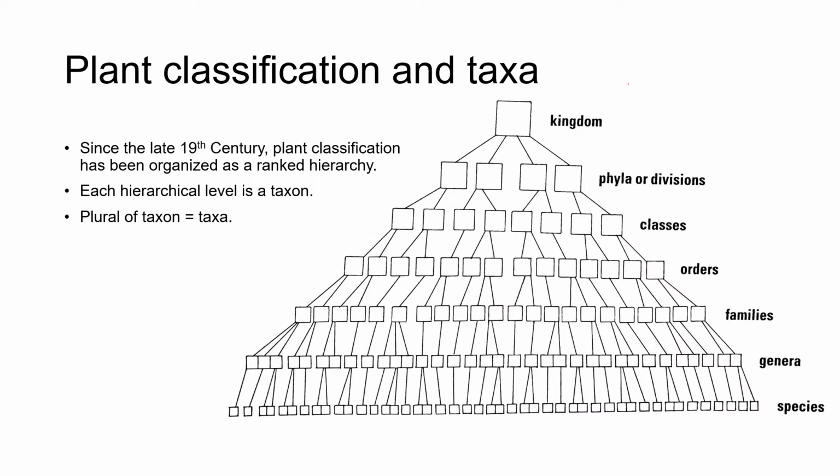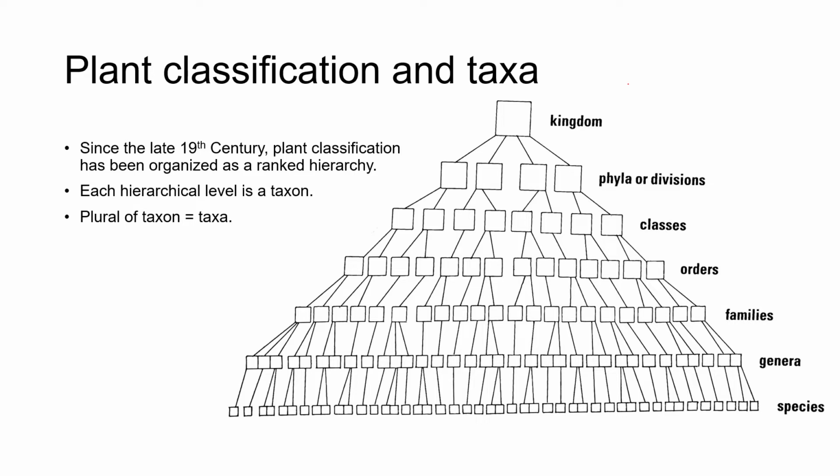You've already learned that from the late 19th century onwards, plant classification has been organized as a nested hierarchy, as you can see in the diagram here. At the base of the hierarchy, species with similar characteristics are organized into a genus. Remember, the plural of genus is genera. Genera with similar characteristics are arranged into families, and families with similar characteristics are organized into orders, and so on all the way up to kingdom. In modern plant taxonomy, classes and divisions, or phyla, really aren't used very much anymore.